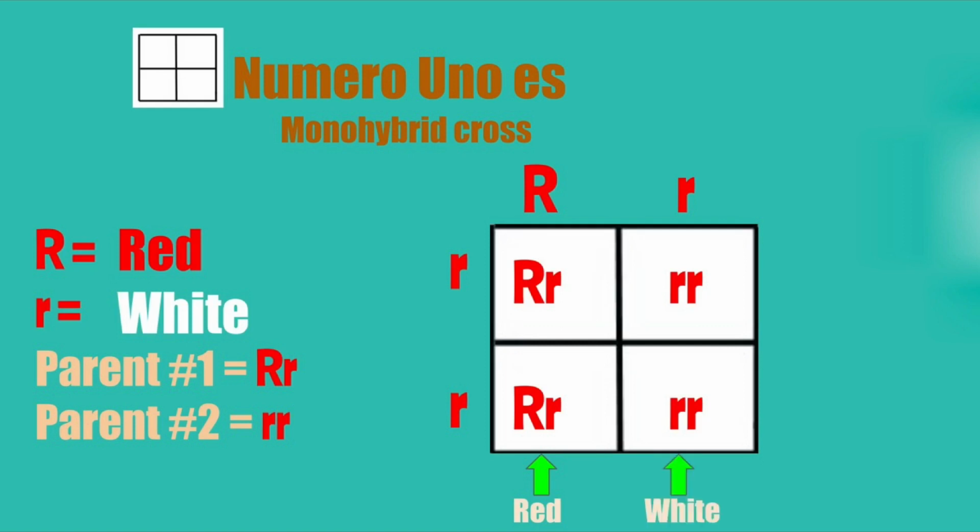Since there are four different results that can happen that each have an equal chance of happening, that means there's a 25% chance of each trait showing up. And since only two genotypes were produced, there's a 50% chance of each genotype occurring.